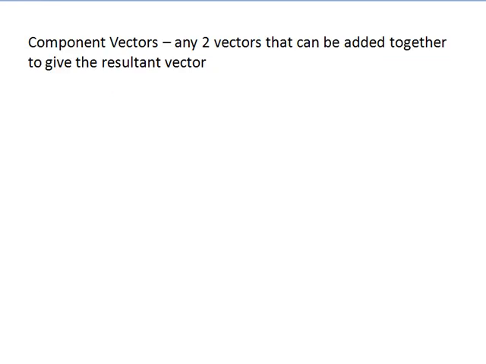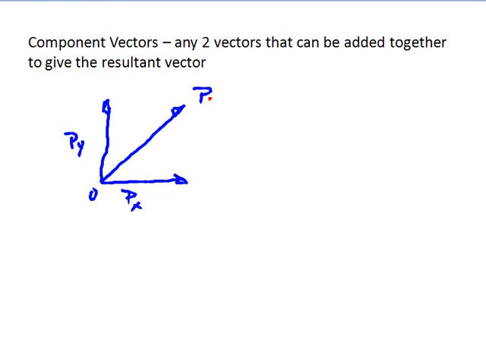Right, now we want to talk a little bit about component vectors. We started to talk about this in the beginning. Let's look at it a little bit more. This is the origin, and we refer to the x value as px. That's just a label that we give it. And we refer to this value as py. Our resultant will be in the middle, and that is p.